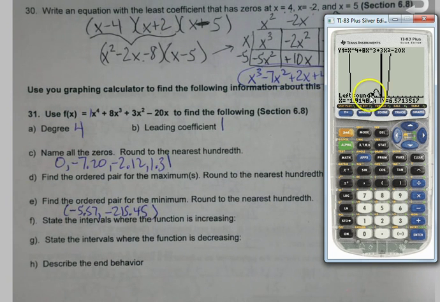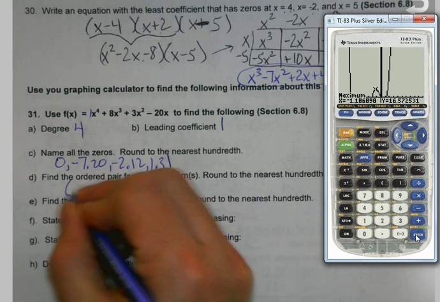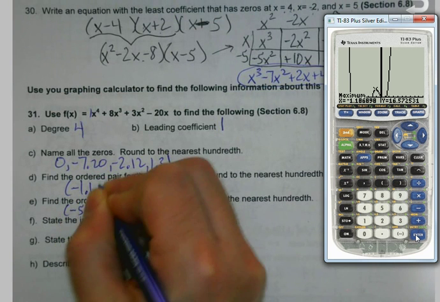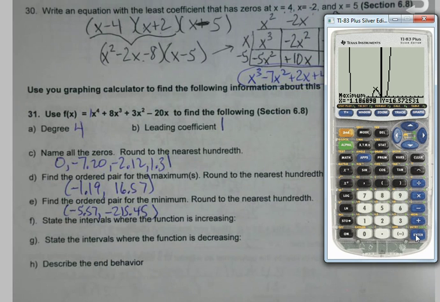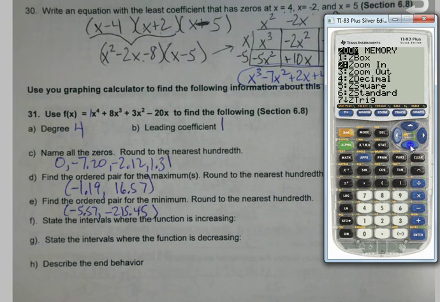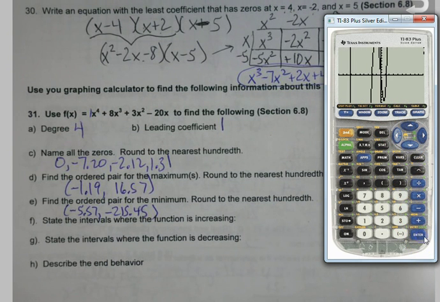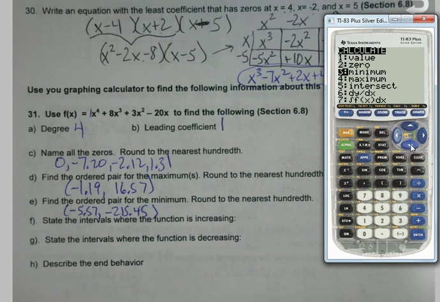This is nothing different. Okay, to the left of it, I'm good. To the right of it, I'm good. Okay, there's my max. Negative 1.19, 16.57. Get my zoom back to normal. Okay. I can see that last minimum down there, so let's do it.